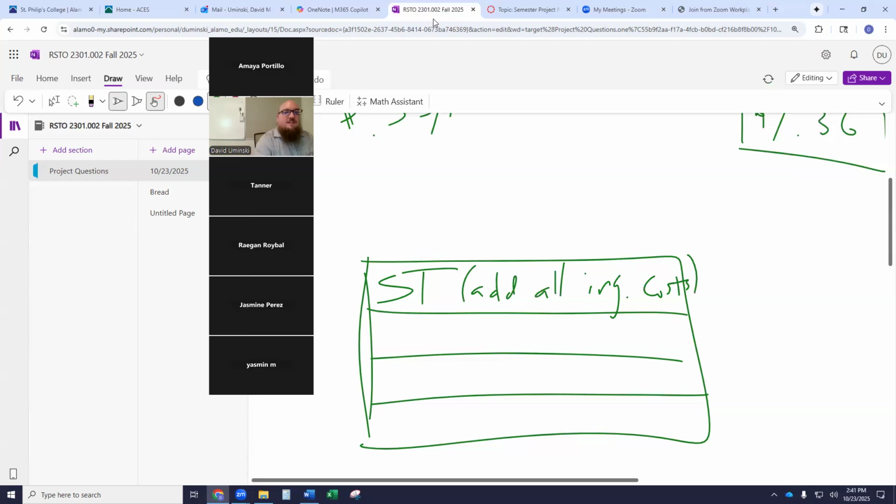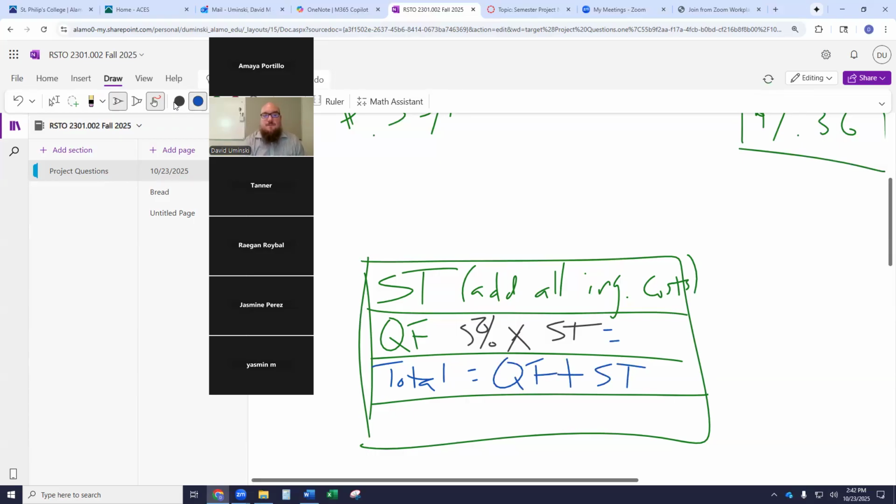And then you have your Q factor. That's 5% times the subtotal. And then your grand total. That 5% times the subtotal, is that 5% of the subtotal times the subtotal? Yes. So you're finding out what 5% of the subtotal is. Gotcha. And then the total is equal to the Q factor plus the subtotal.